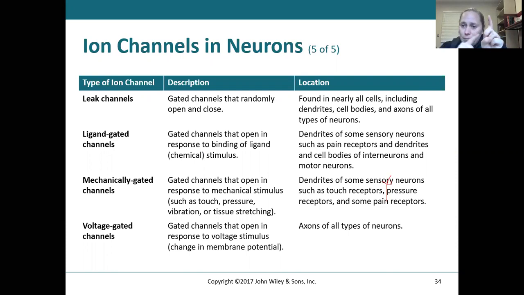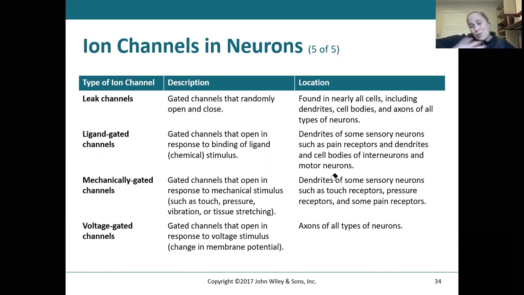Mechanically gated channels open in response to some type of disruption to an area. Mechanoreceptors on your skin are probably the best example of that. They open in response to a mechanical stimulus. Touch, pressure, vibration, and tissue stretching are all examples of that. Those are in the dendrites of some sensory neurons. And then lastly, voltage-gated channels open in response to a voltage stimulus, and these are in the axons of all neurons.